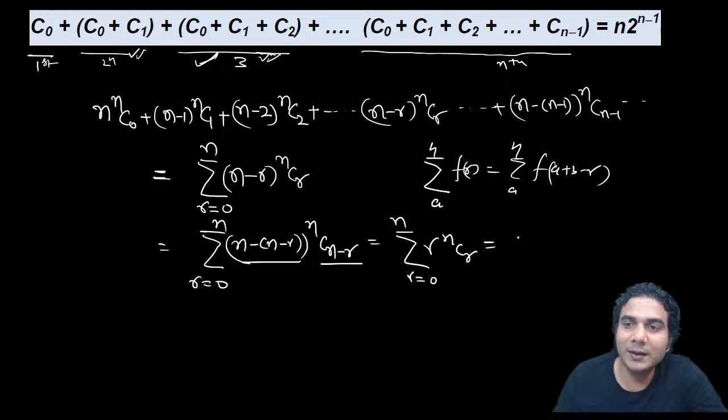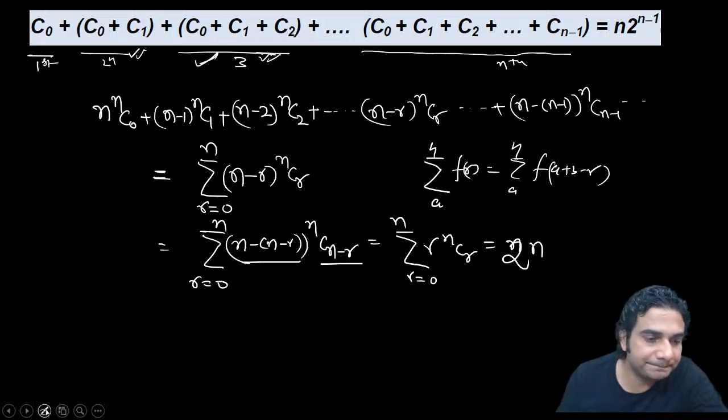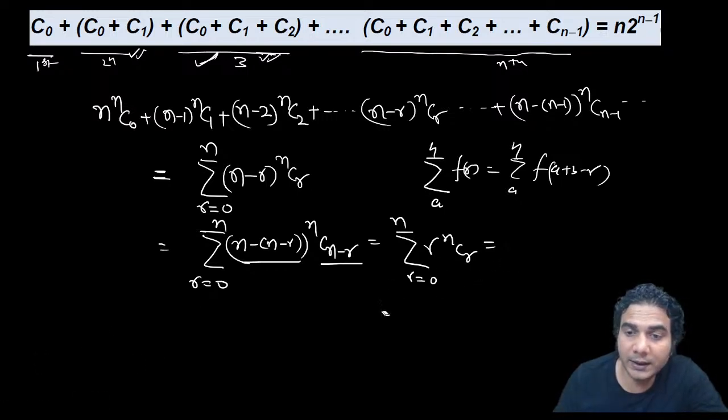And what is the answer? The answer of this is n into 2 raised to n minus 1. So this was nothing but r nCr, another way of writing this. You'll get this series on many occasions. So n into 2 raised to n minus 1 is the answer.